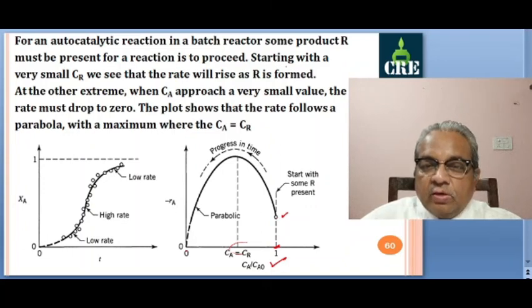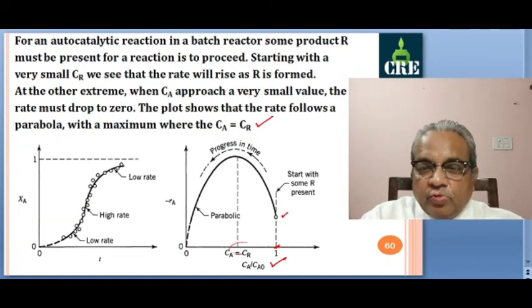So some R is formed and then the reaction becomes autocatalytic, or you add some amount of R to start the reaction early maybe. Starting with a very small concentration of R, we see that the rate will rise as R is formed. On the other extreme, Ca will approach a very small value and the rate will ultimately drop to 0. All A is consumed. This plot shows that the rate follows a parabola with maxima. Rate is maximum at Ca equal to Cr. So these are two representations for autocatalytic reactions.